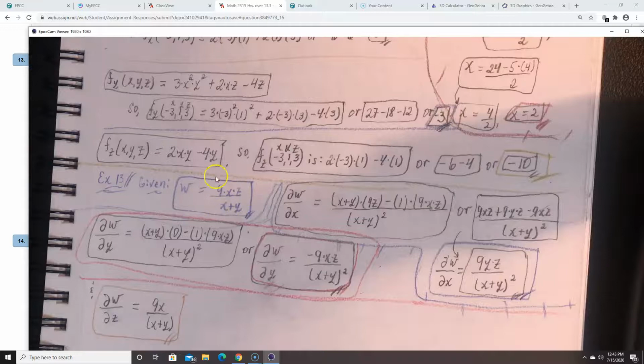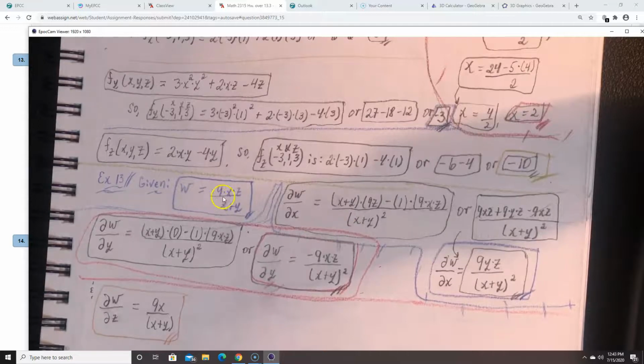And now look at this function. It's a quotient, and there's an x in the numerator and in the denominator. So when we differentiate with respect to x, the rest are considered constants because you freeze them, hold them constant. When you differentiate a rational function with respect to a variable, and there's a variable in the numerator and the denominator, then you use the quotient rule.